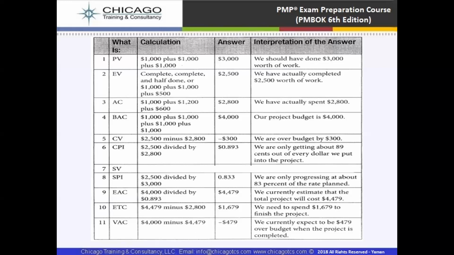Then there is variance at complete, which is $4,000 minus $4,479. Variance at complete is budget at completion minus estimate at completion, which will show us what we currently expect to be over or under our budget when the project is completed.